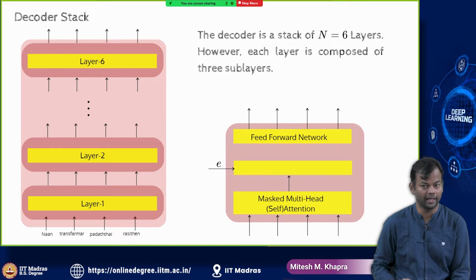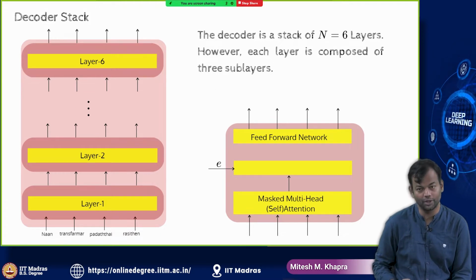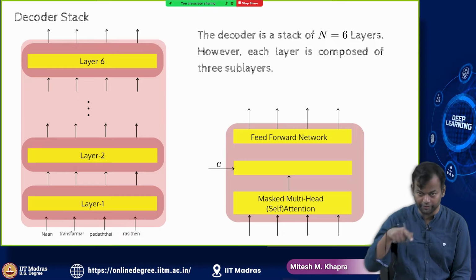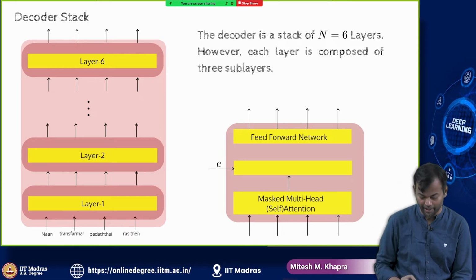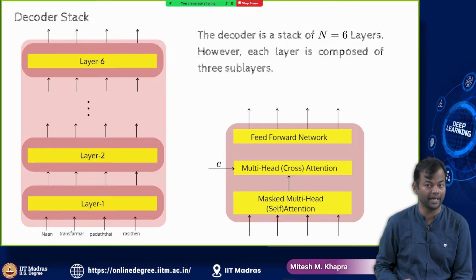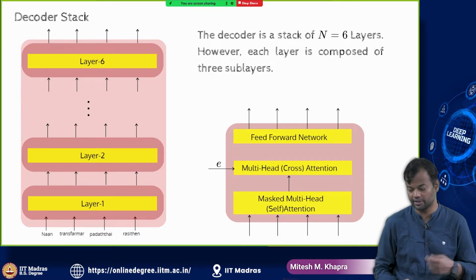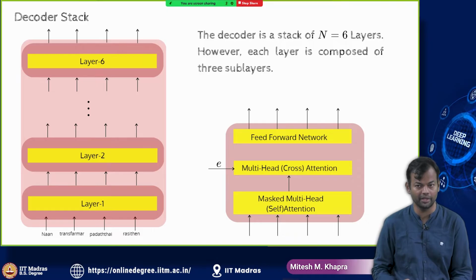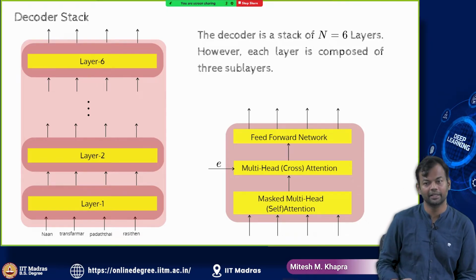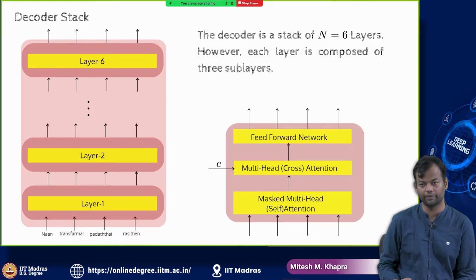So you have the encoder inputs coming, right? Those were the E's, right? So in addition to its own inputs, which is the self part, it also gets inputs from the encoder, and hence you have a multi-headed cross attention, right? Cross because this is between the encoder and the decoder, hence you have the cross attention layer. Then the output of the cross attention layer goes to the feed-forward network, right?